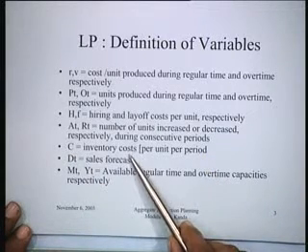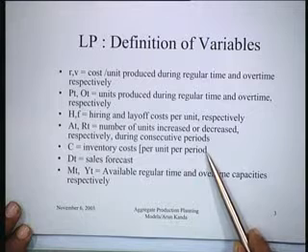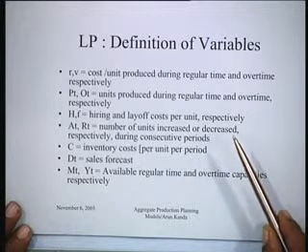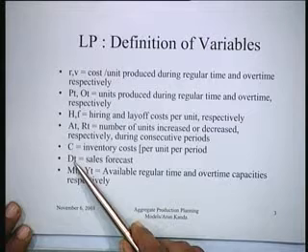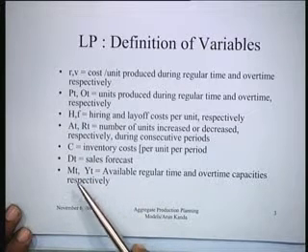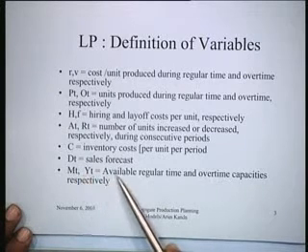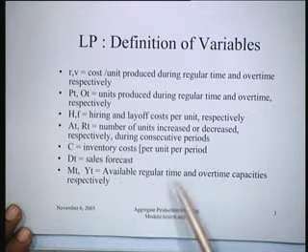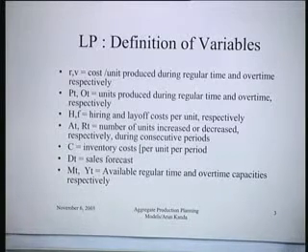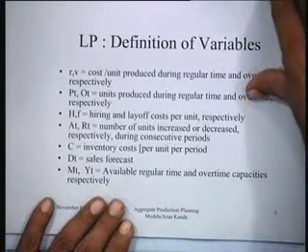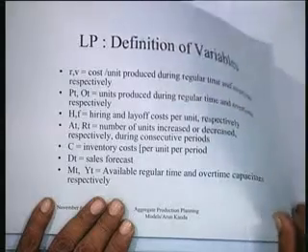C is the inventory cost per unit per period. DT is the sales forecast of the demand in period T, and capital MT and YT are the available regular time and overtime capacities respectively. So this would be the kind of data that you would need when you are trying to model the problem using linear programming.